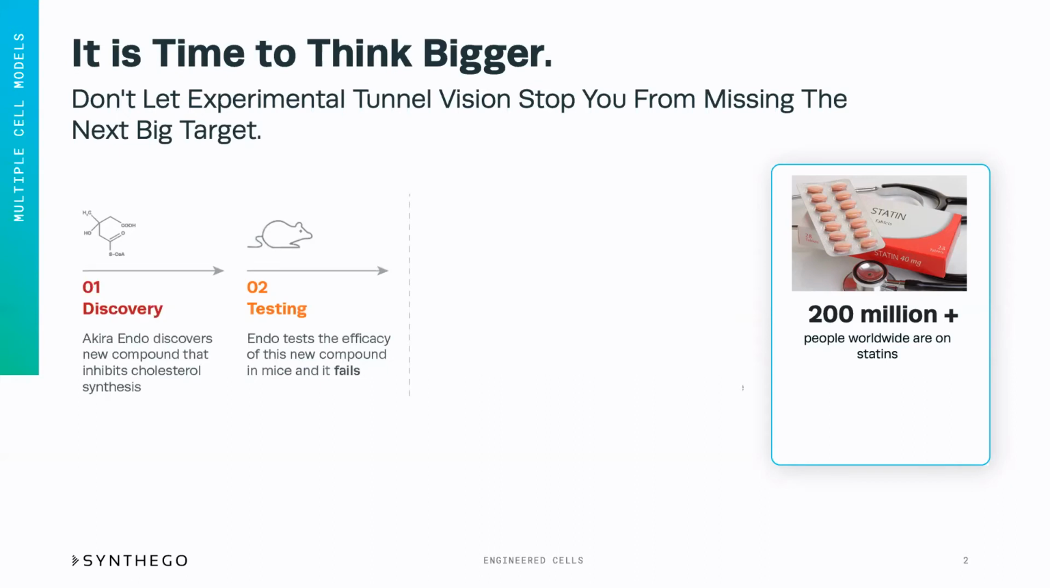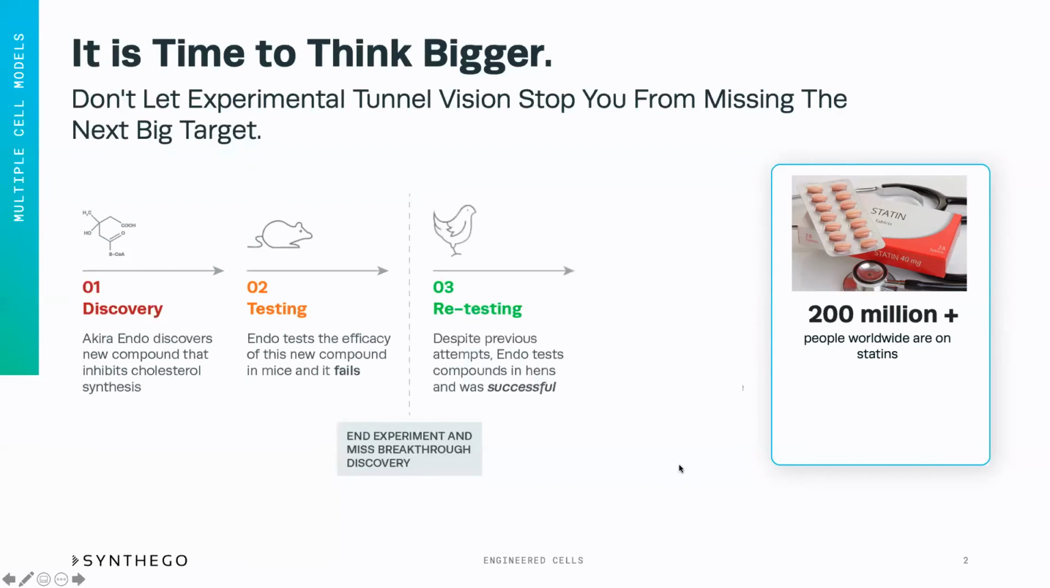This would normally be the end of the line for any experiment, and we wouldn't know what statins are as we do today. However, Akira, in this case, wanted to think bigger. And so instead of stopping there, he tested another model. And in this case, he tested this in chickens. And because of the biological differences between chickens and rodents, it actually worked.